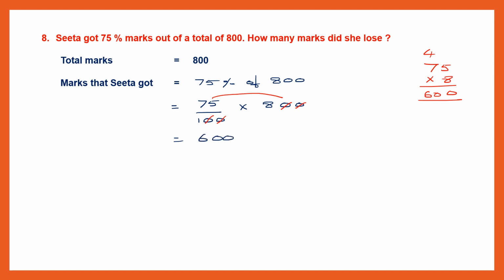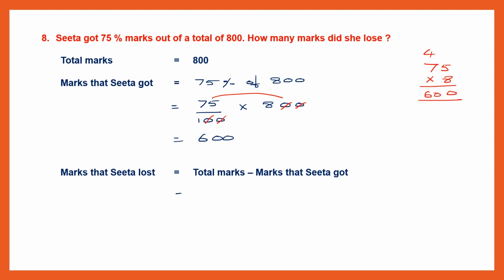So what were the total marks? Total marks is 800. Out of that, the marks that Sita got is 600. And what are we asked to find? We are asked to find how many marks she lost. Okay, so she got totally 800. The total marks were 800. She got 600 out of it. And the marks that she lost will be, when you minus these two, you'll be able to find the marks that she lost. So the marks that Sita lost are total marks minus the marks that Sita got.